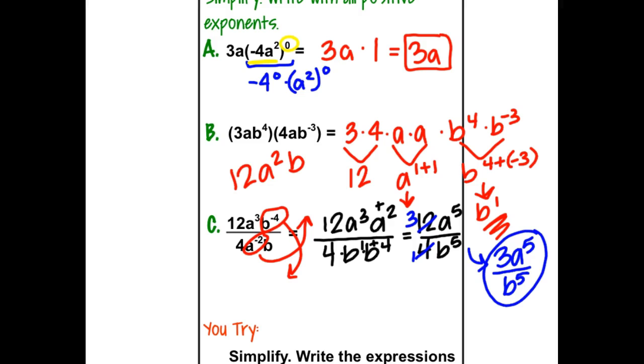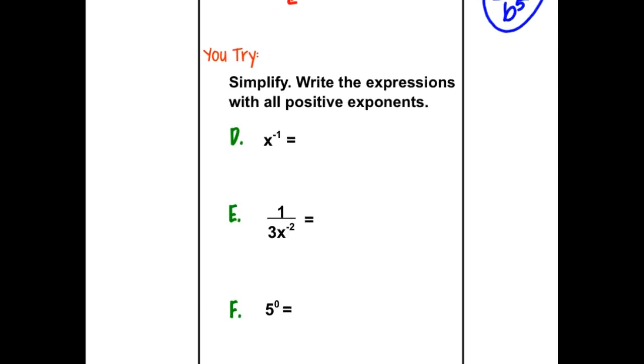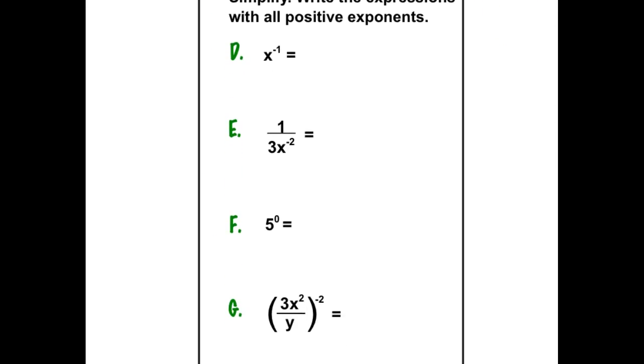So hopefully we had a little bit of a taste of what's going to come. And I want you to give these 4 you-try problems a shot. We've got one with the power of 1, one with the power of 0, two with negative exponents, one that's a power of a power, and see what you can do with them and bring your questions with you to class tomorrow.